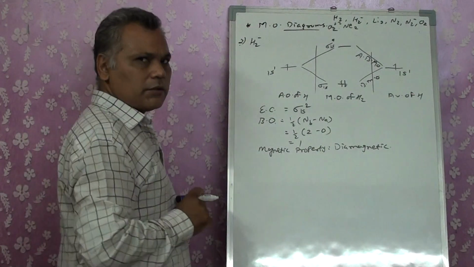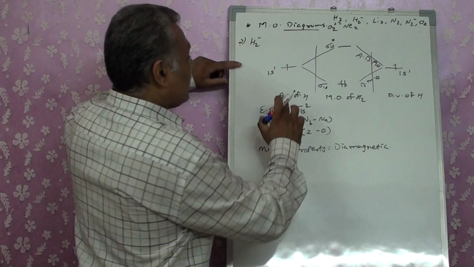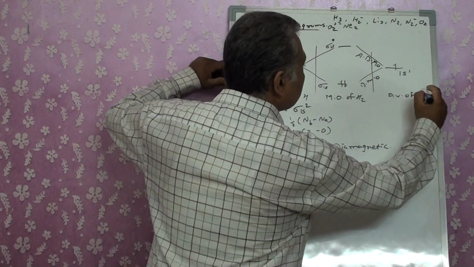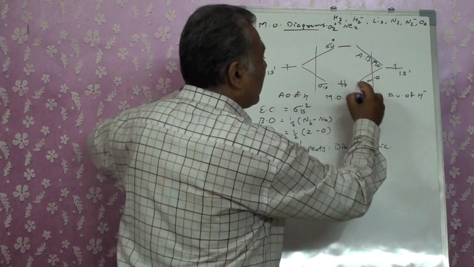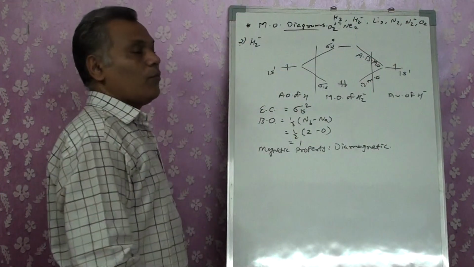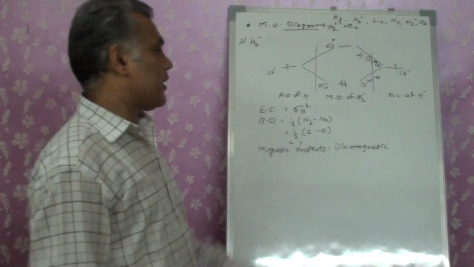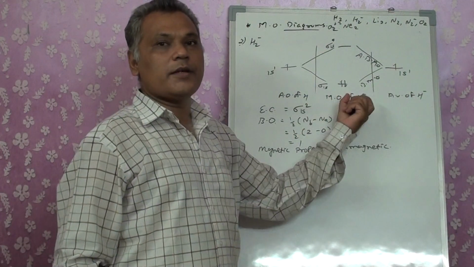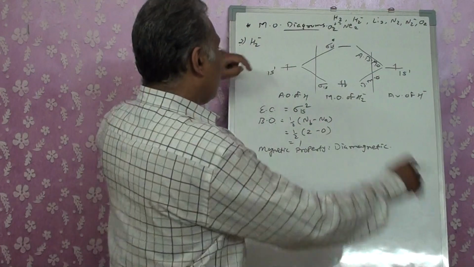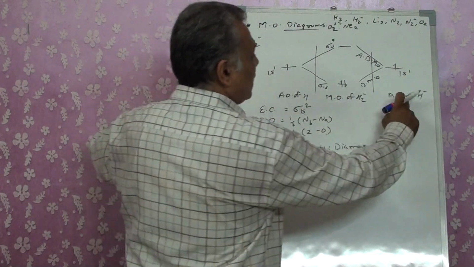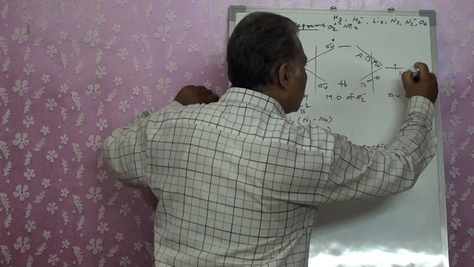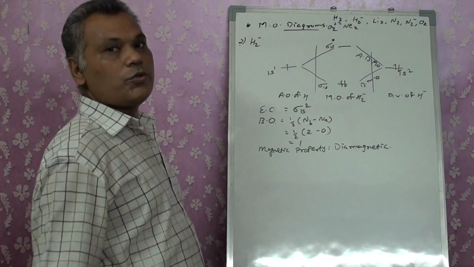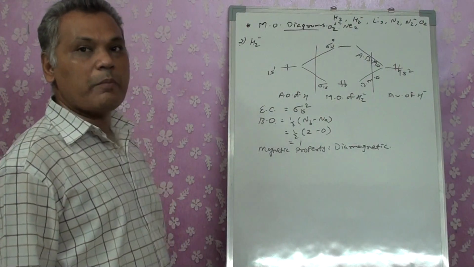H2 minus. That means you will have the atomic orbital of hydrogen minus, so that you get the molecular orbital of H2 minus. Now H means 1s1. H minus means it has already gained 1 electron from somewhere. So it will become H2 minus.